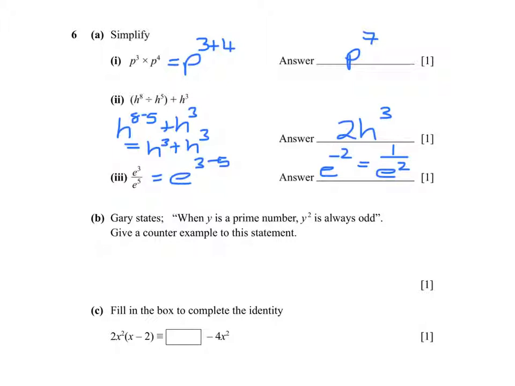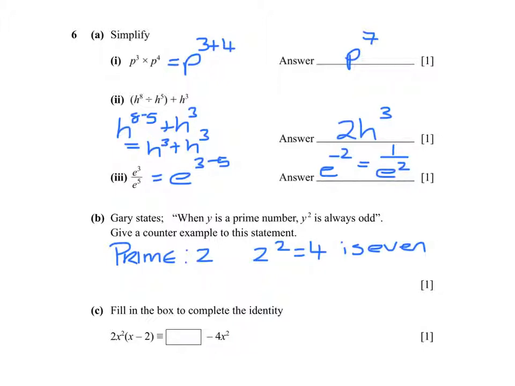Counterexample means to pick a number which shows that this is not true. So the only prime number which is even is 2, and 2 squared is 4, which is even. So we've shown that prime number squared is not always odd.